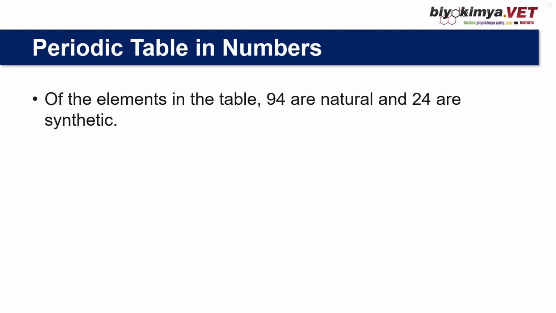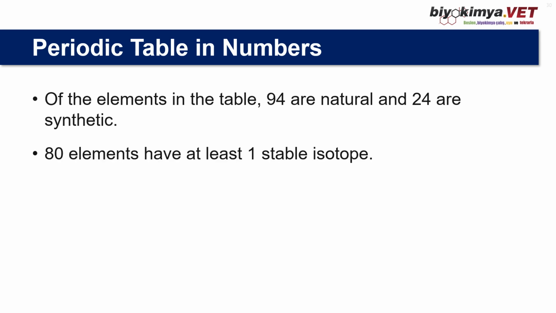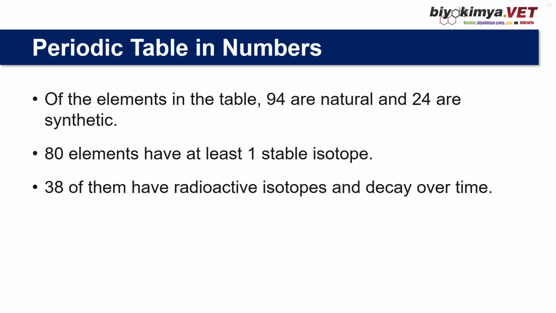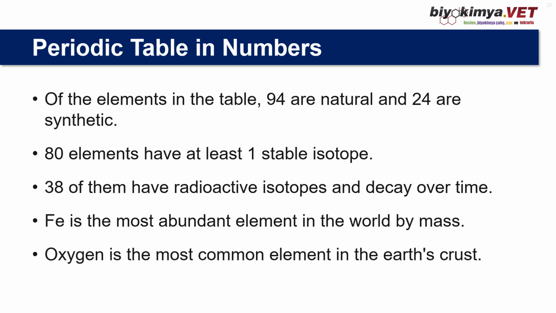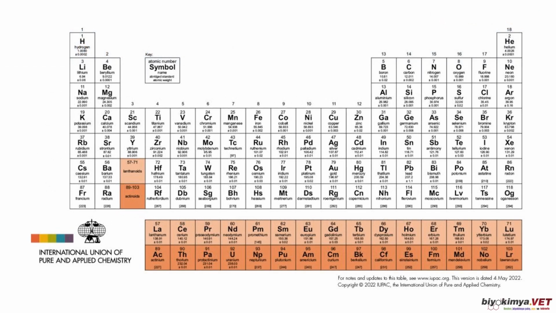As I said, of the elements in the table, 94 are natural, 24 synthetic, 80 elements have at least one stable isotope, 38 of them have radioactive isotopes, iron is most abundant in the world by mass, and oxygen is the most common element in the Earth's crust. And here you see the updated version of the periodic table published by IUPAC, the International Union of Pure and Applied Chemistry, and the date of this version is 4 May 2022.